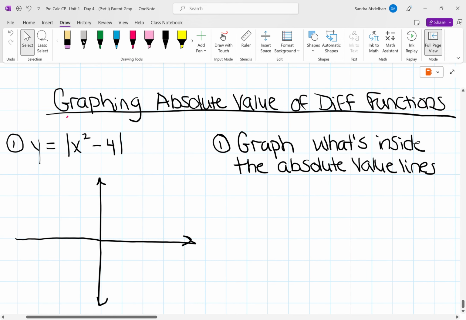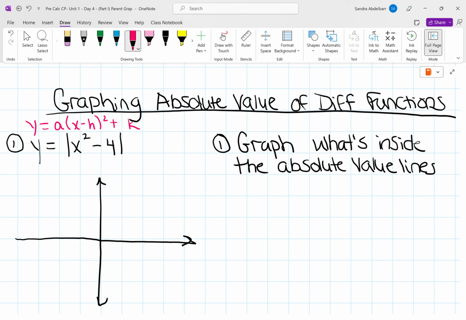So remember the format for translations was x minus h squared plus k. So that 4, it's not an h. What is it? K. That 4 is a k. It's not an h. How do I know it's not an h? Because the h would be grouped with the x.